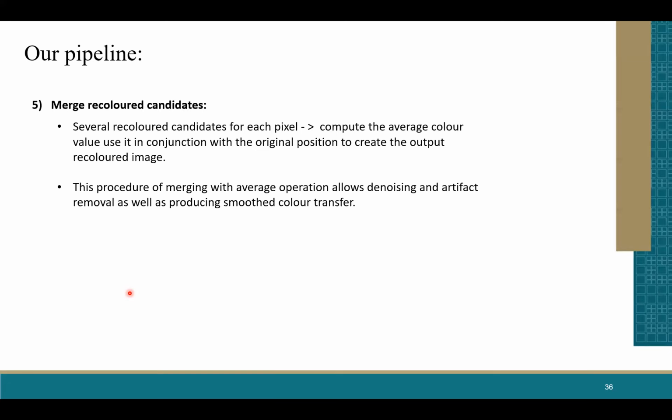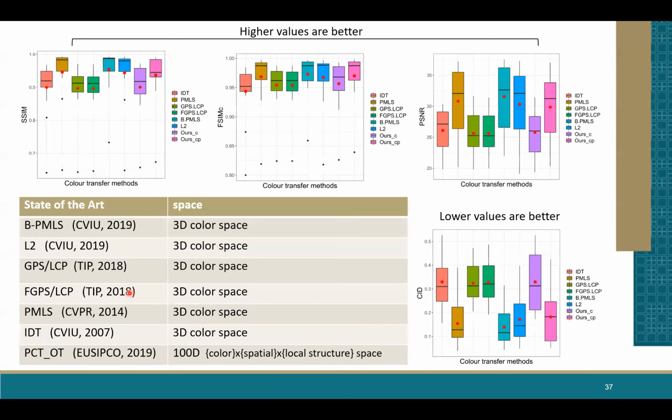The changes in the position values that we incorporated in our package, we discard them. We take only the new color values and use them in conjunction with the original position of the pixel to create this output recolored image. This procedure of merging with an average operation allows denoising and artifact removal, as well as producing smooth color transfer.